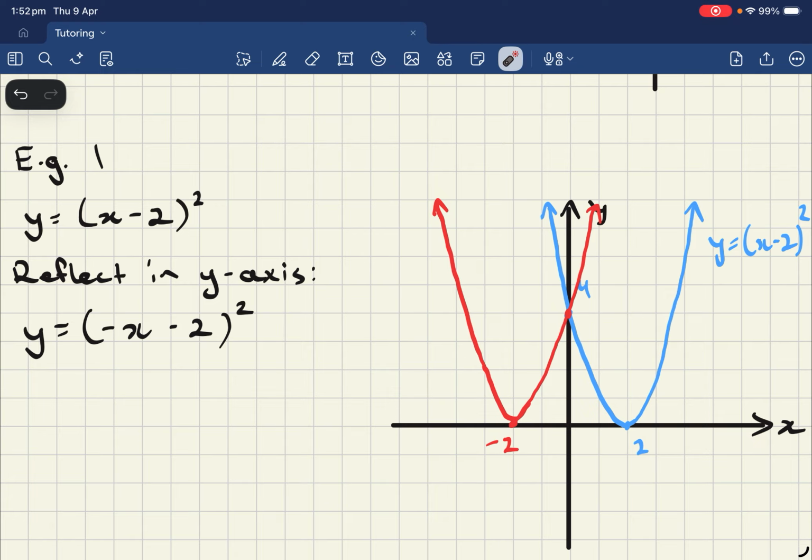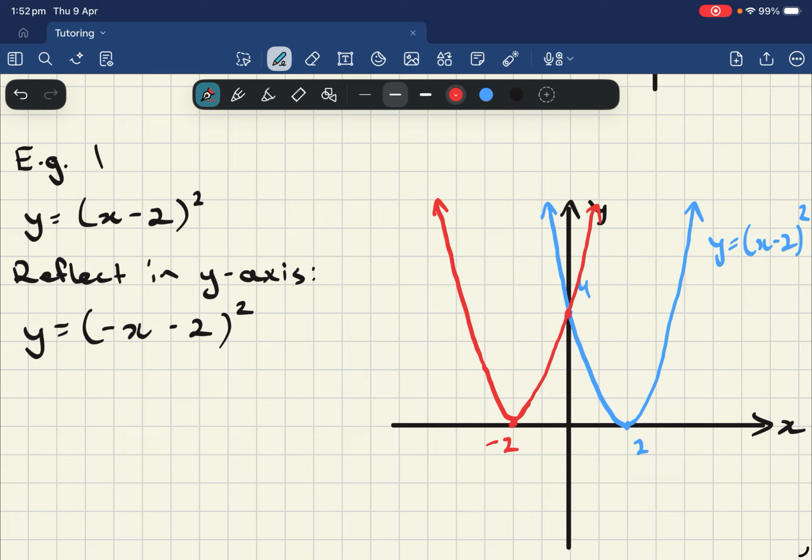Now, replacing our x by negative x gives you this equation, but you can also, just to show this and write this red graph in a simpler form, take out a factor of negative 1 from the brackets.